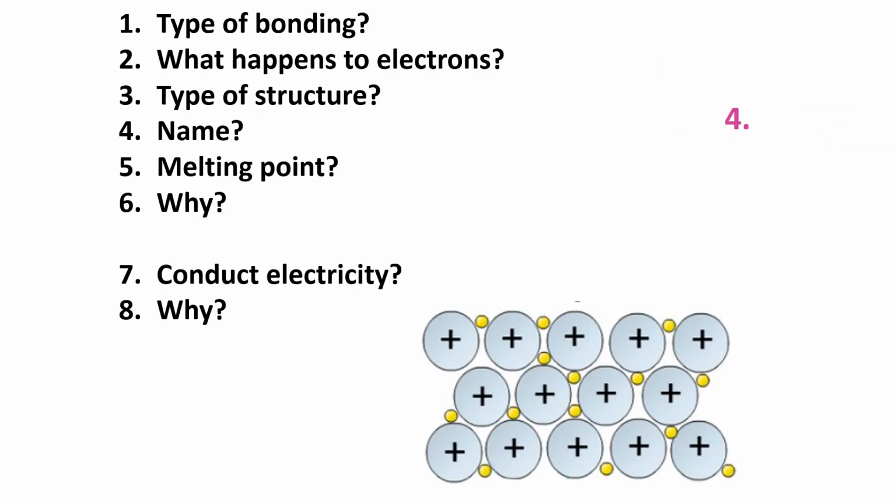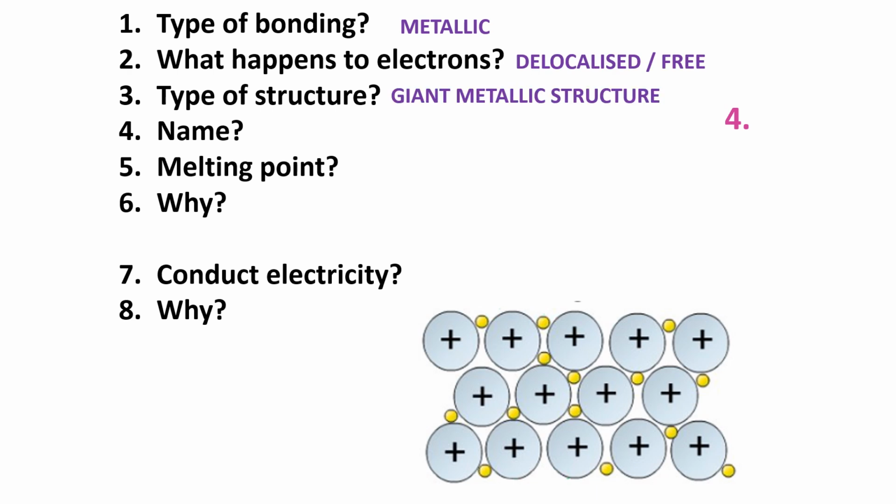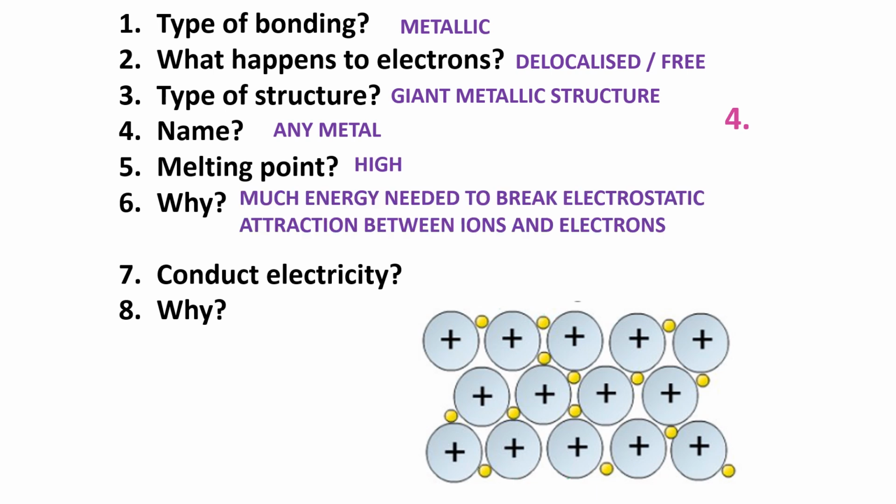So if you see a diagram like this, your type of bonding is metallic. What happens to electrons? They are delocalized or free. What is the type of structure? Giant metallic structure, and any metal, copper, gold, silver, you name it, any metal. We know melting point is high. Why is melting point high? Because much energy is needed to break the electrostatic attraction between ions and electrons. Do metals conduct electricity? Well, yes, they do, don't they? Why? Because they have free delocalized electrons that are free to move and carry charge.